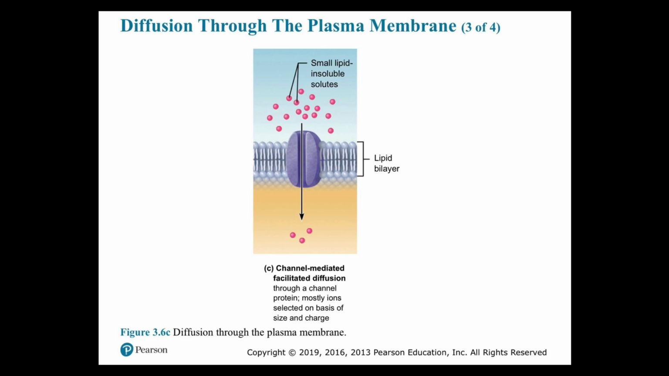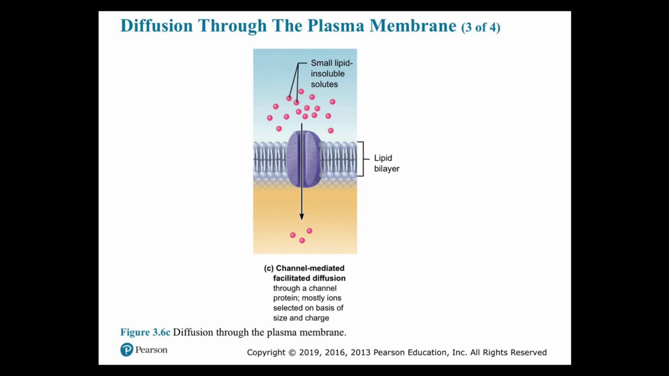Figure 3.6c, diffusion through the plasma membrane via channel-mediated facilitated diffusion. So these small lipid-insoluble solutes will pass through a channel protein, and it's mostly ions, and they're selected on the basis of size and charge. So positively charged sodium, for example, will pass through. Again, always from an area of higher concentration to an area of lower concentration because we're dealing with diffusion.